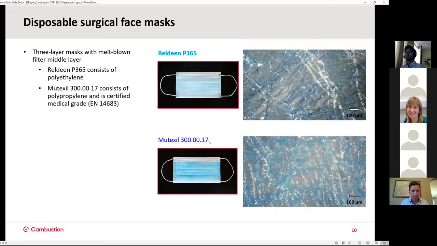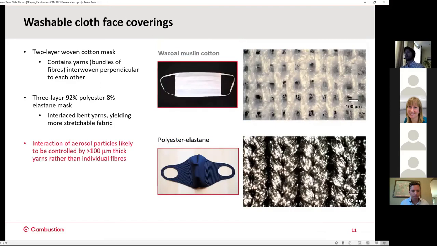And then a couple of surgical style masks, one composed of polyethylene and one polypropylene, which is certified medical grade. We're not comparing the 2 materials side by side. These are from completely different manufacturers. But again, you see with the optical micrographs, these are the melt-blown filter layers in the middle, because there are 3-layer masks. Again, randomly oriented fibers, more open fraction versus the regulated respirators. And then lastly, a couple of cloth face coverings. So a cotton one and then a polyester elastane blend.